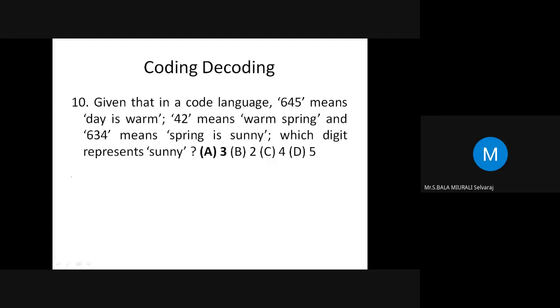Clear? Some base understanding. So this one would be a little tricky but easy. I need your attention. So 6, 4, 5 means day is warm. So don't write a full sentence. For your understanding, I'm writing it. If possible, D is W could be better. Second line starts with 4-2, warm spring, correct? So whenever you see a similarity, try to write corresponding to that so that the next step would be easy.